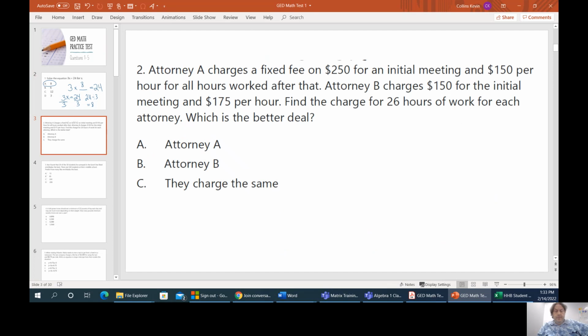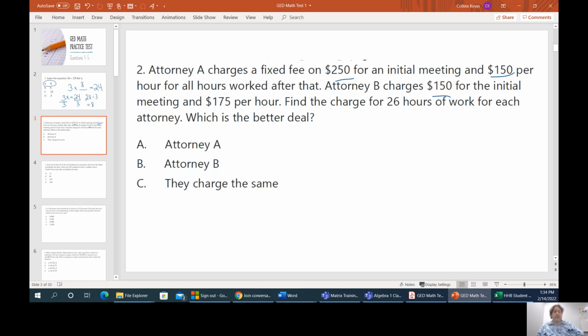All right, this says an attorney charges a fixed fee. Attorney A charges $250 for an initial meeting and $150 per hour for all hours worked after that. This is a cheap attorney, by the way. Attorney B charges $150 for an initial meeting and $175 per hour. Find the charge for 26 hours of work for each attorney and which is the better deal.